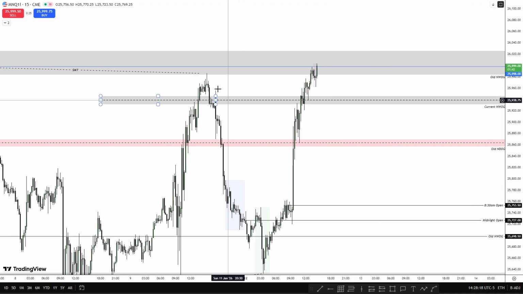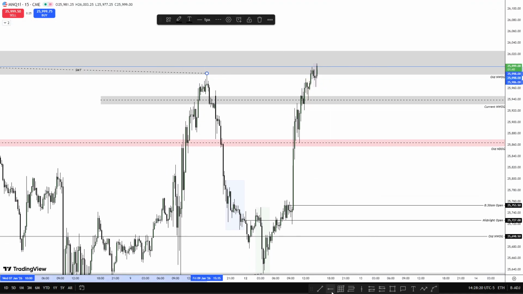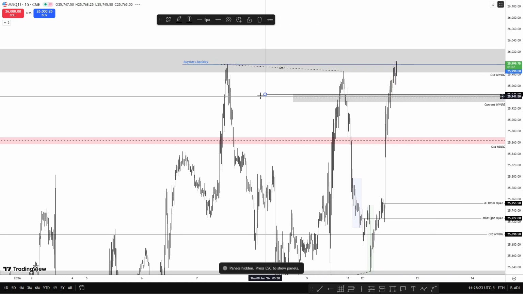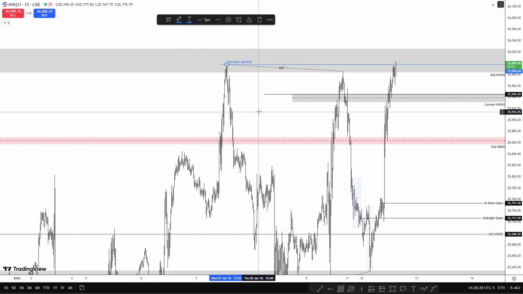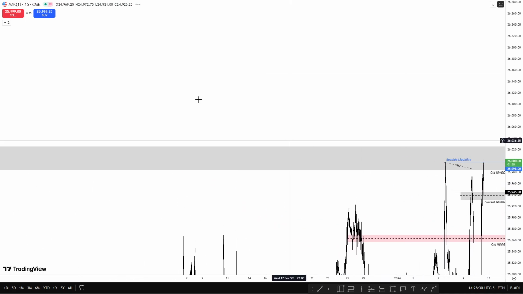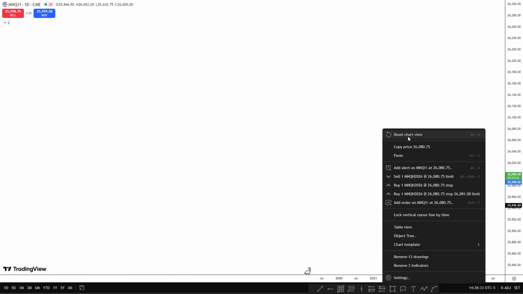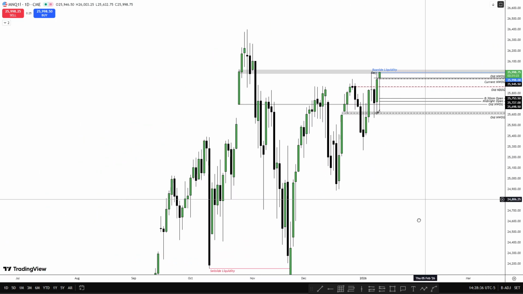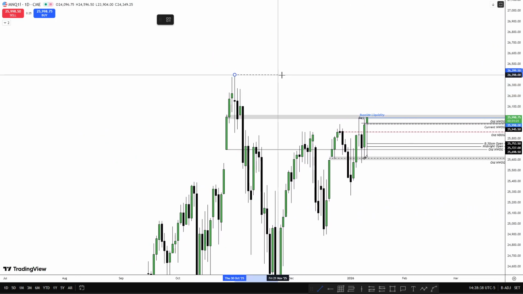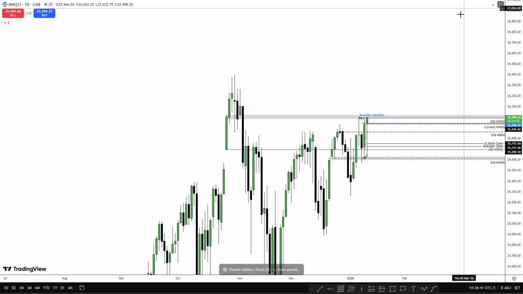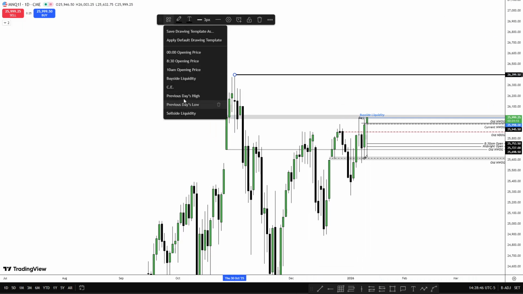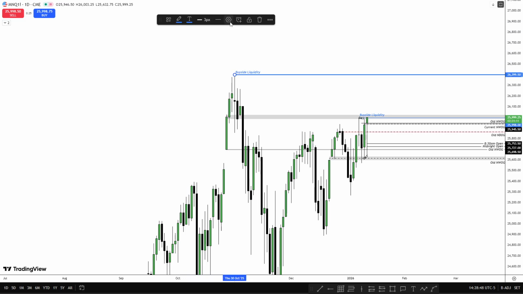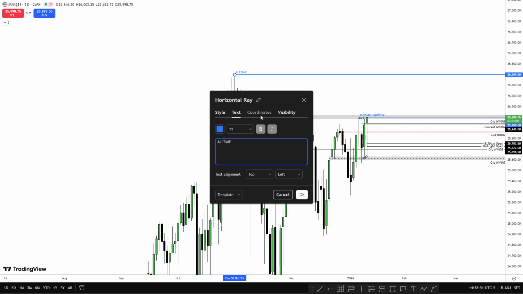So my target for today was this Wednesday high from previous week, and I have bullish bias till we hit this one. I think these are all-time highs. So I'm gonna mark it out. Buy side liquidity, all time highs.